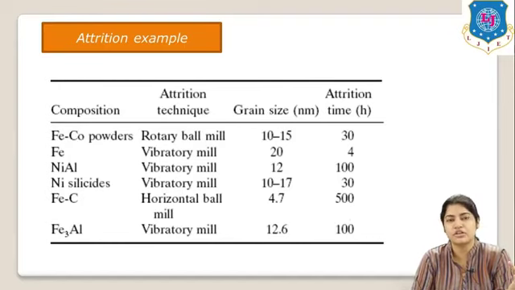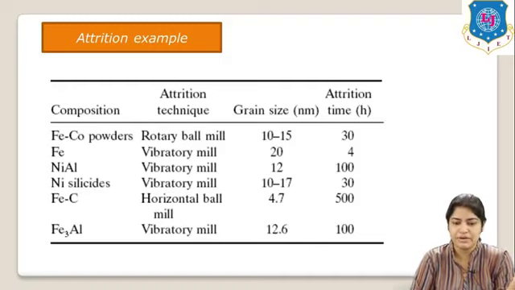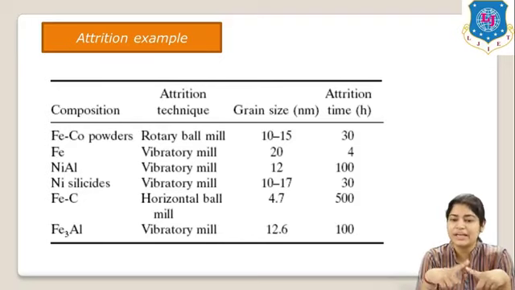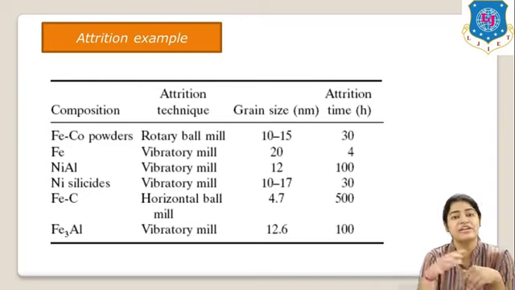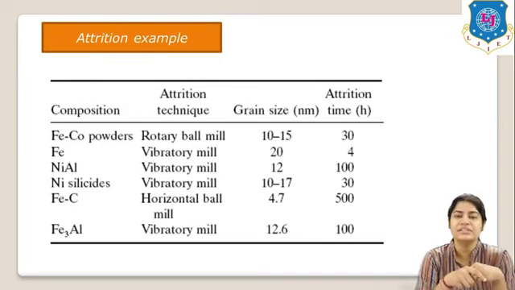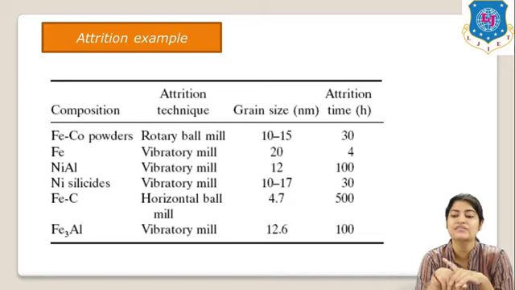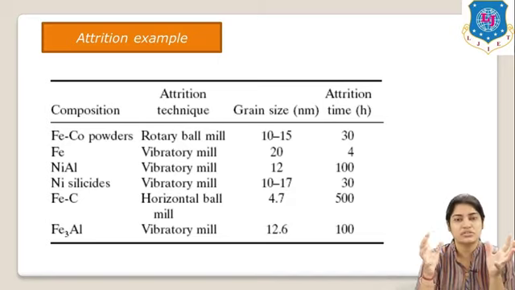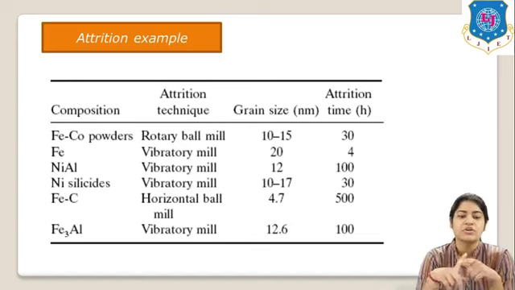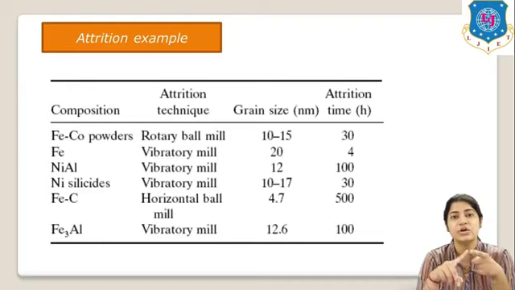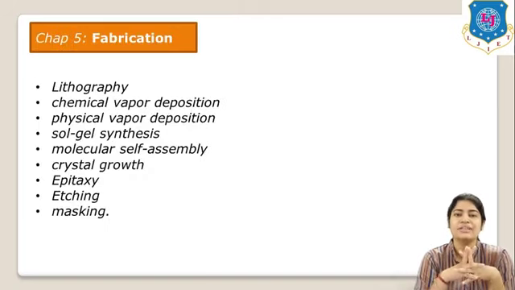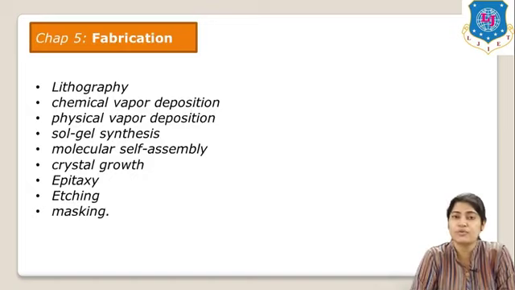Similarly, if the composition of the particle is NiAl, nickel aluminium kind of material, then again you use a vibratory mill. Similarly for nickel silicides, again you use a vibratory mill. So for different kinds of material, my grain size also changes, and the attrition time also varies. Then for FeC, you use a horizontal ball mill. The grain size obtained is about 4.7 nanometer and the time required is 500 hours. So you can see that you require such a large amount of time. Here you can relate your cost factor: in ball milling the cost increases because the operation time is very large.